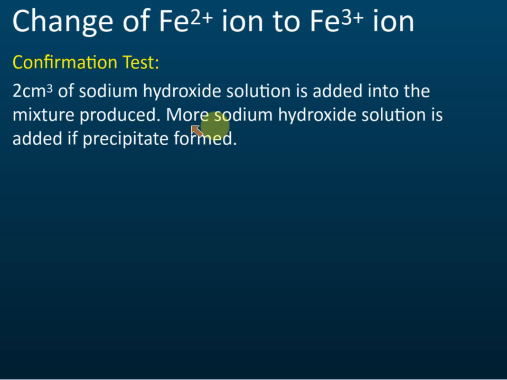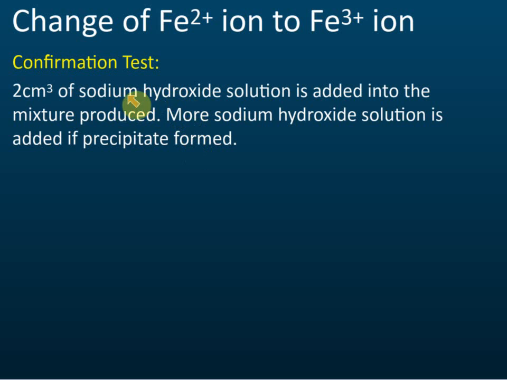If there is a precipitate formed, then we add more sodium hydroxide. If no precipitate forms, then just leave it. If you add 2 cm³ of sodium hydroxide into the solution and a precipitate forms, then you add more sodium hydroxide to see whether the precipitate will dissolve in more sodium hydroxide or not.